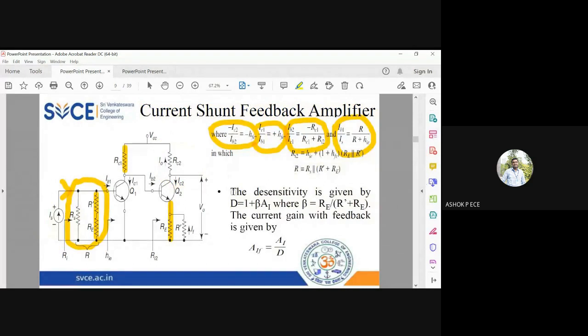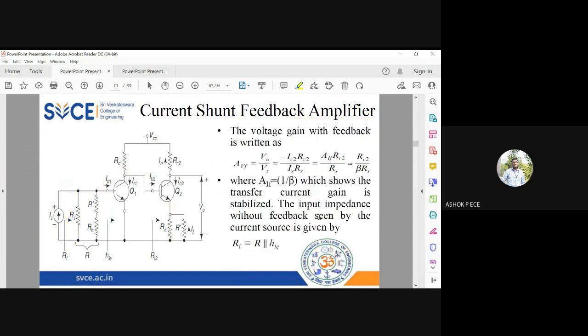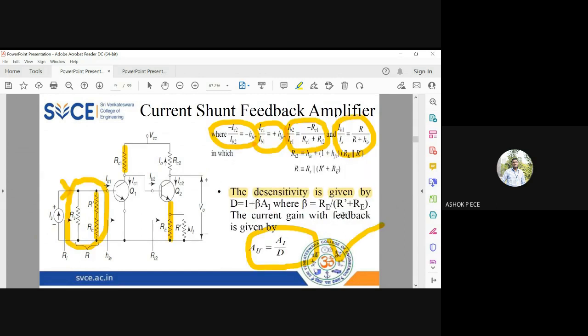Now the desensitivity D, you know, capital D is equal to 1 plus beta into AI, and beta value, you know, is RE by R dash plus RE. It depends completely on the feedback resistance R dash. And AIF, the current gain with feedback, equal to AI by D. AIF equal to AI by D. And this is the current gain.